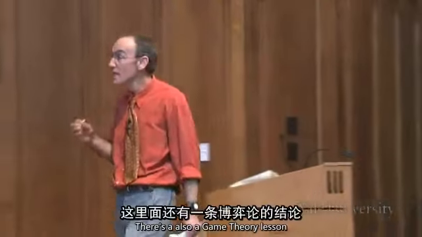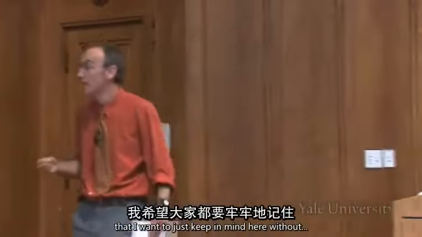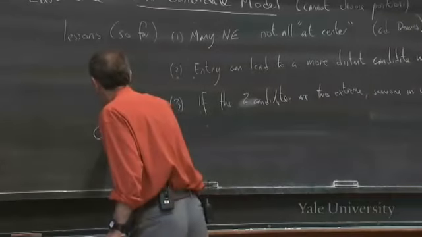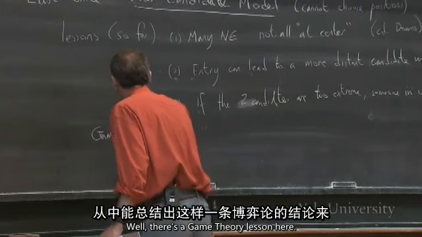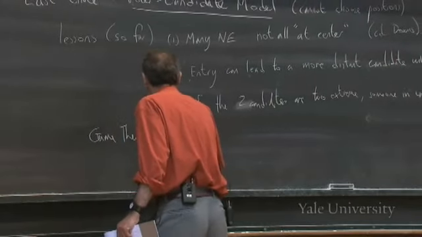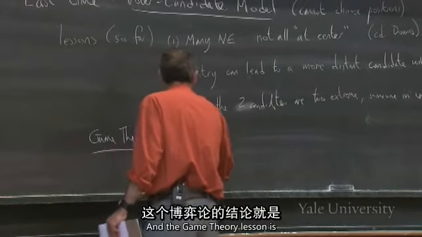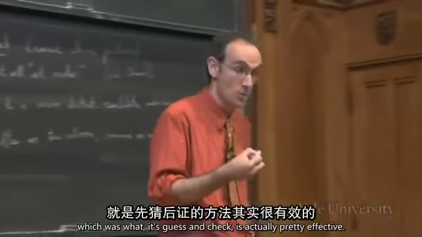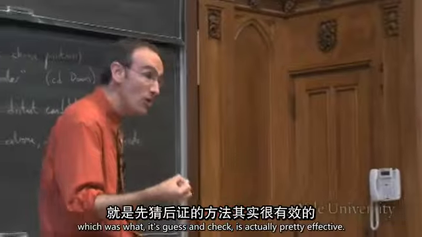Okay. There's also a game theory lesson that I want to just keep in mind here. There's a game theory lesson here. And the game theory lesson is that our method of finding equilibrium in this model, which was what? It was guess and check, is actually pretty effective.